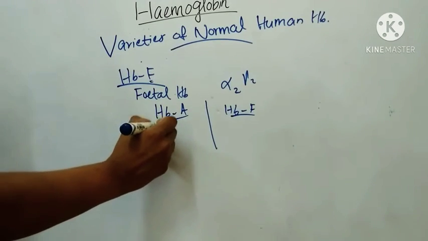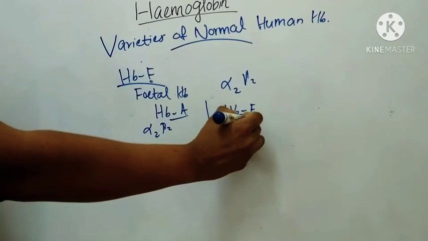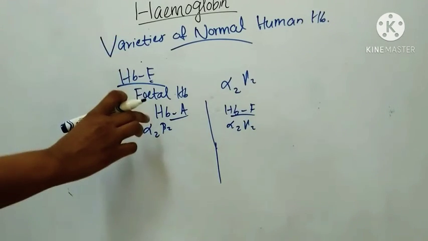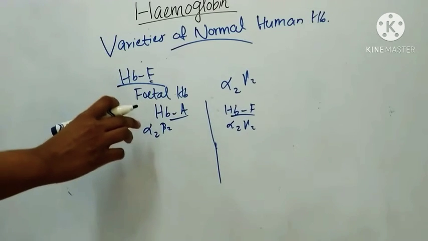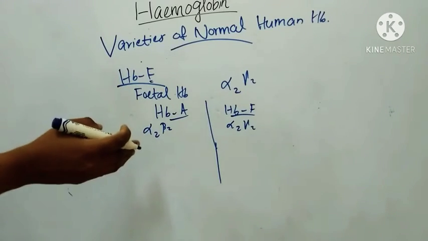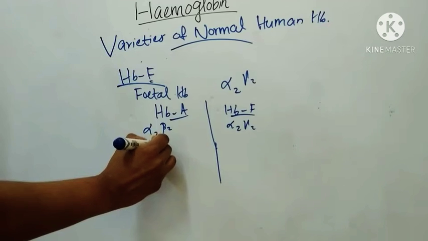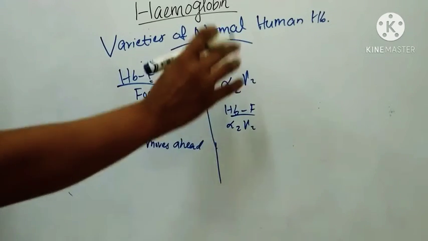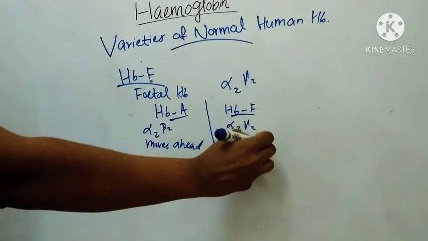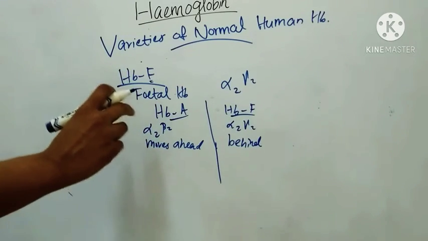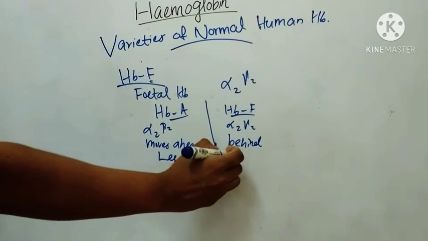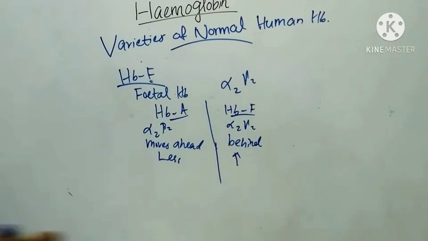So what are the differences? In HbA the polypeptide chain is alpha 2 beta 2, that is the first difference. In HbF it is alpha 2 gamma 2. Then at pH 8.9, HbA moves ahead of HbF in electrophoresis, so HbF moves behind HbA. Then in the case of HbA, affinity towards oxygen is less. In HbF, affinity to oxygen is more.